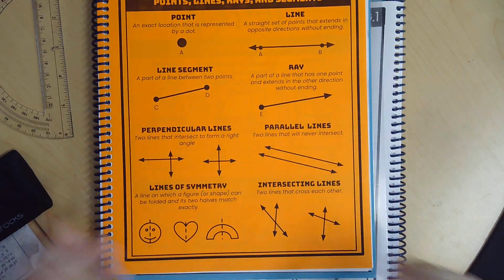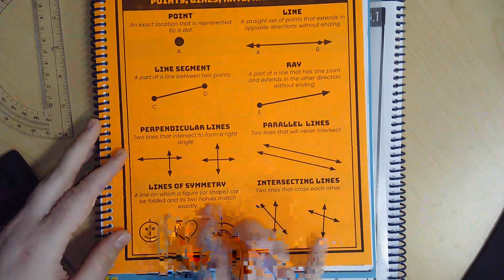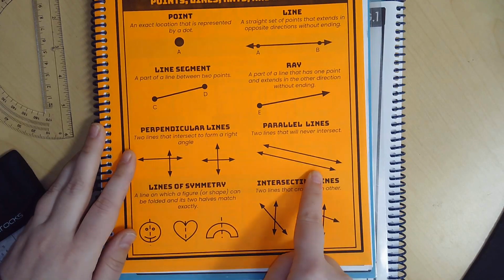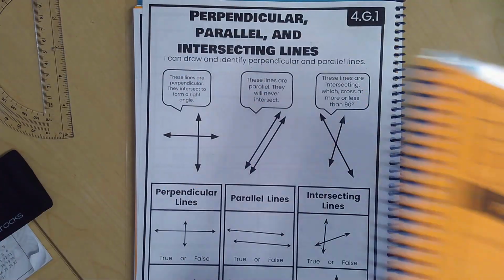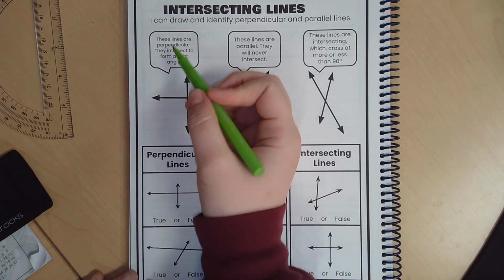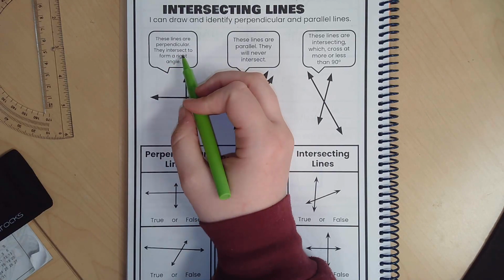And then when two lines come together, we have perpendicular, parallel, and intersecting. Lines of symmetry we'll talk about later, but in this lesson we're just going to talk about how lines work together. If you look first, we have perpendicular lines right here. Perpendicular lines intersect to form a right angle.